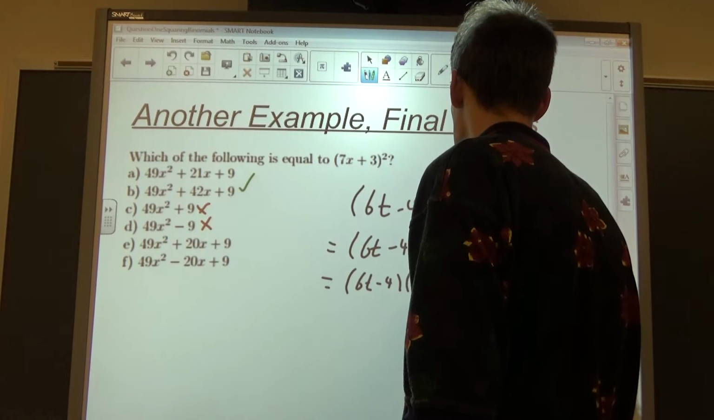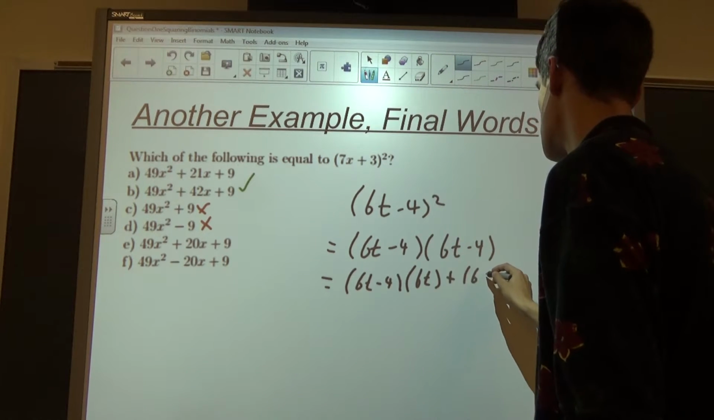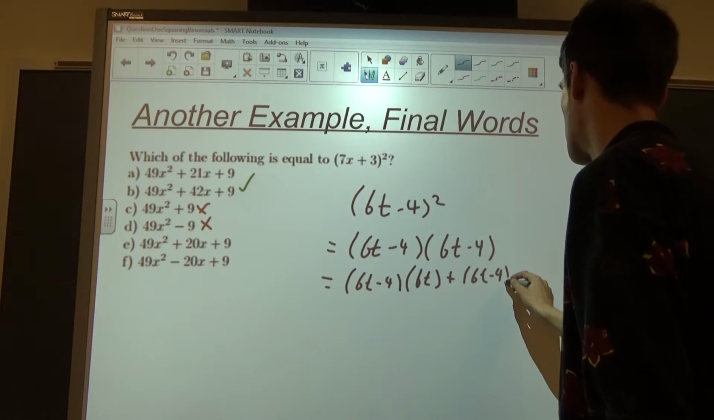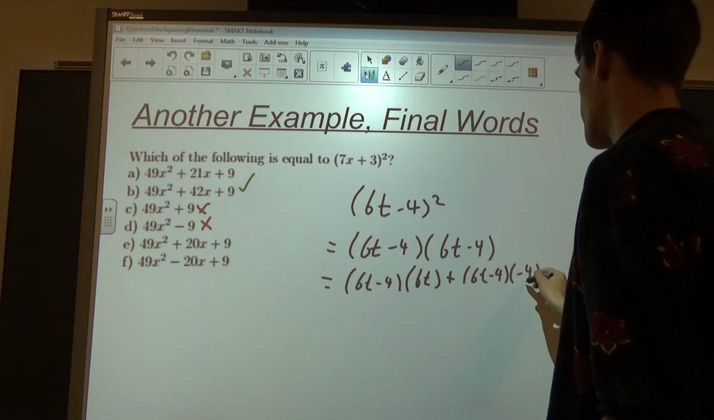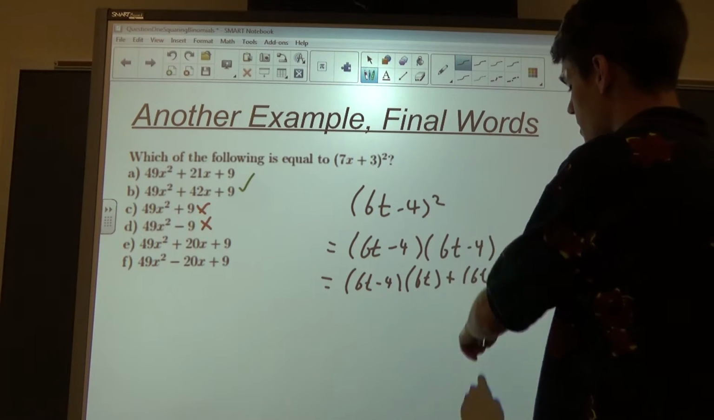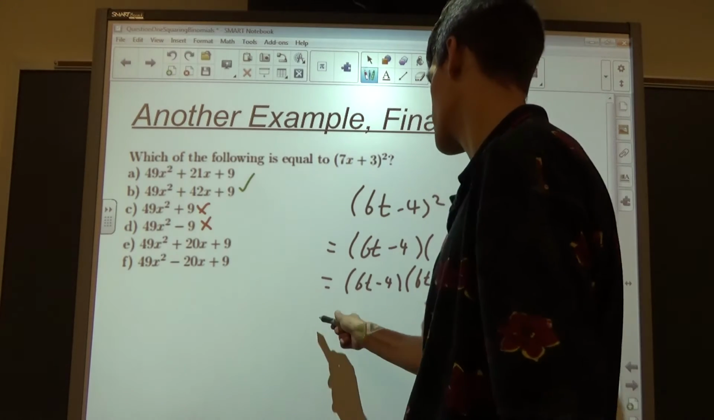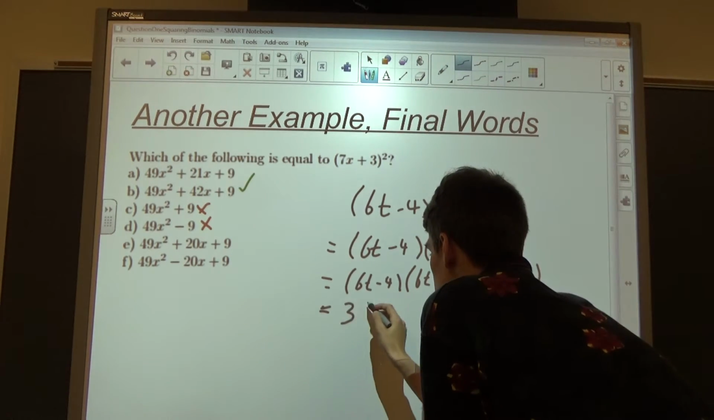To the 6t, and then here's something interesting. I'm going to do 6t minus 4 times minus 4, because that's this times that. The minus 4 could be brought over here, and then this would be a minus 4 times 6t minus 4. It's equivalent. I could rewrite it, but I'm not going to. Instead, I'm going to keep pushing on.